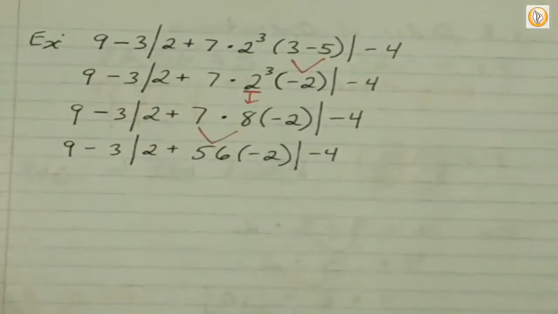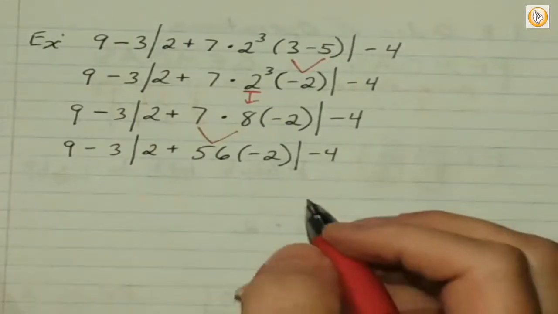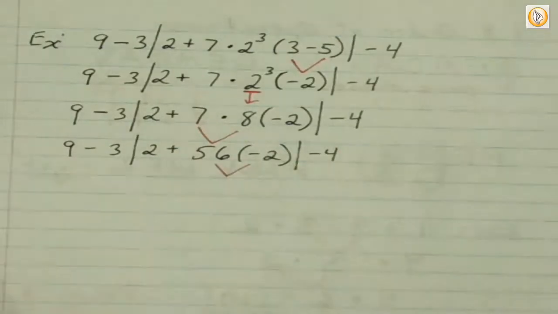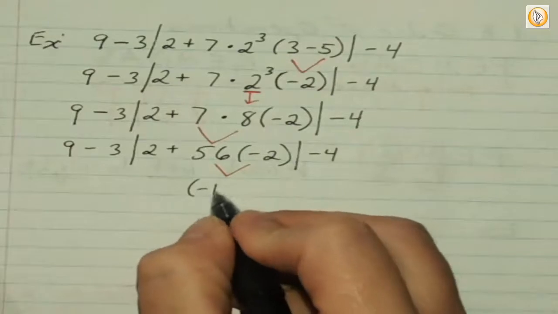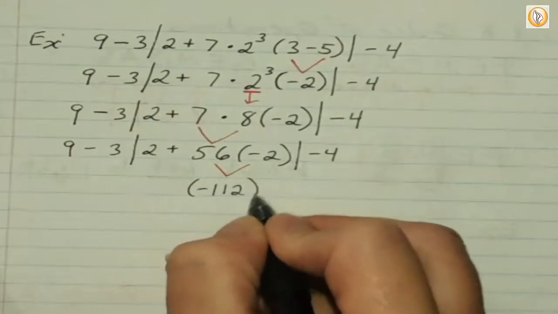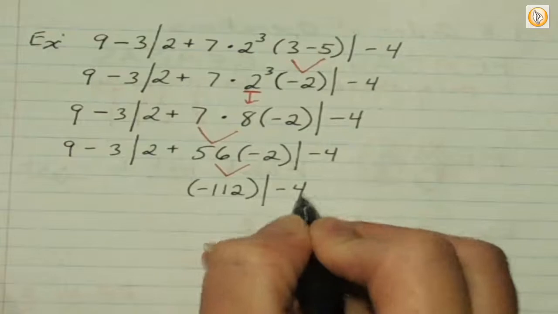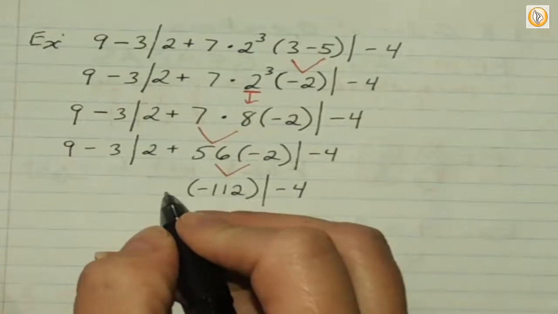Now what do? And do you know what you get? That's right, negative 112. And I'm keeping it in... what is that noise?